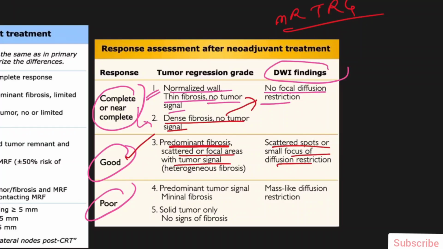And then poor response, where in grade 4 there is predominant tumor signal with minimal fibrosis, and grade 5 is solid tumor only with no signs of fibrosis, and there will be mass-like diffusion restriction. So this is the MR tumor regression grade, which is graded using a 5-point scale.